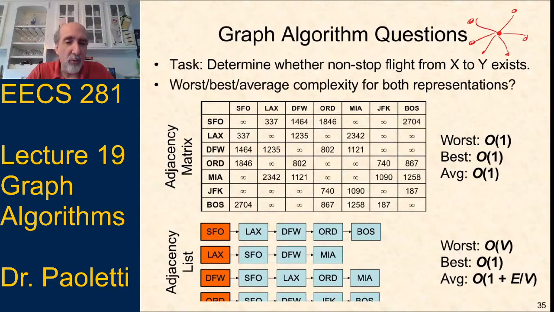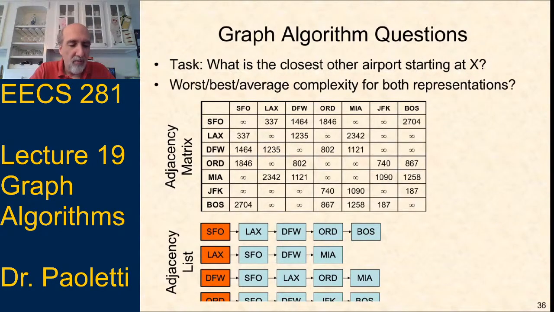On average, it would be E divided by V. That is the average linked list length. So that would be my average case. So I get to the head of the linked list in O(1) time, and I traverse its E divided by V average case nodes. All right, so that was one question.